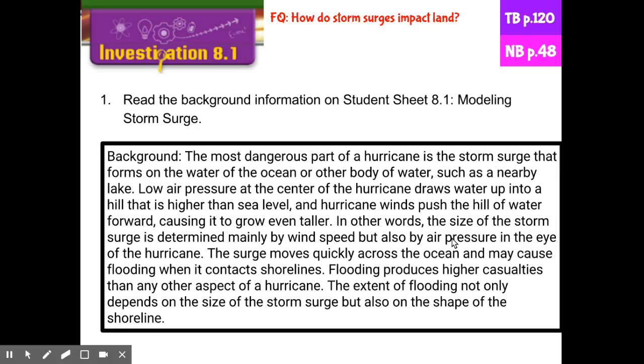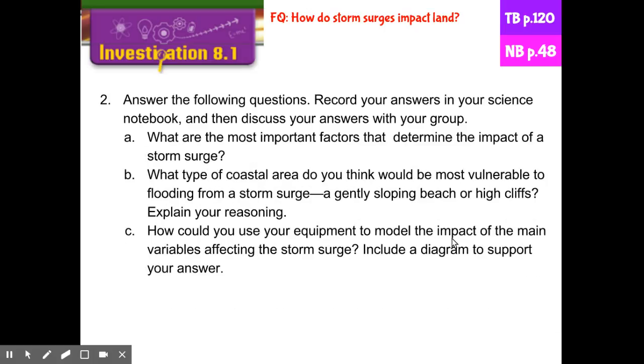The surge moves quickly across the ocean and may cause flooding when it contacts shorelines. Flooding produces higher casualties than any other aspect of the hurricane. The extent of flooding is not only dependent on the shape of the storm, but also the shape of the shoreline. And that shoreline is what we're going to be looking at today.